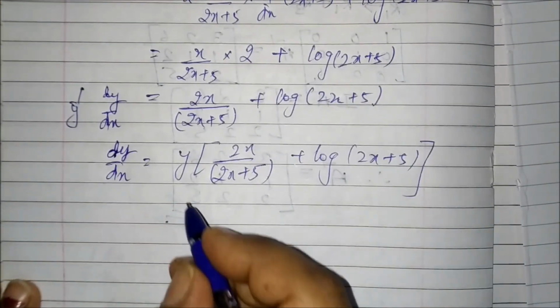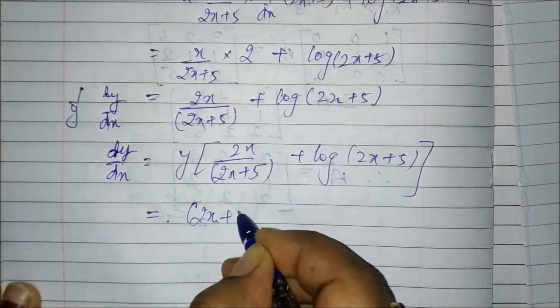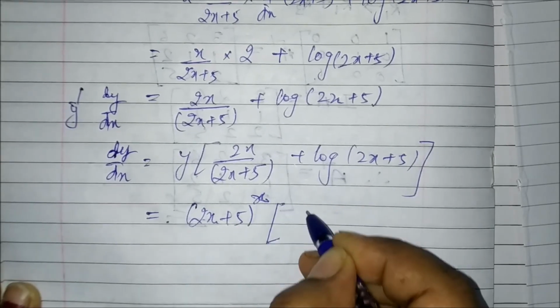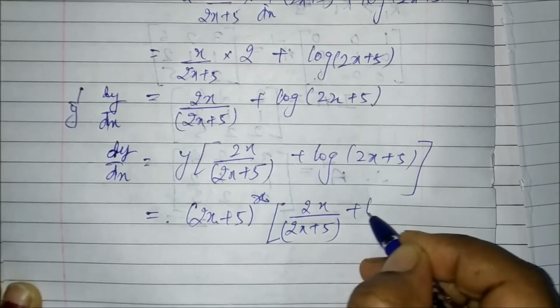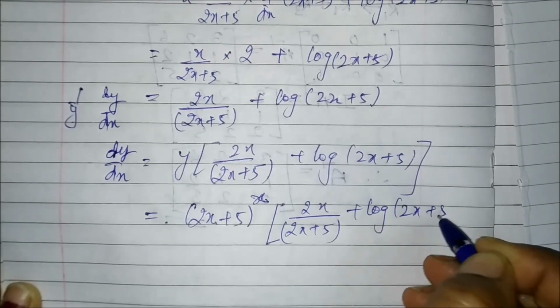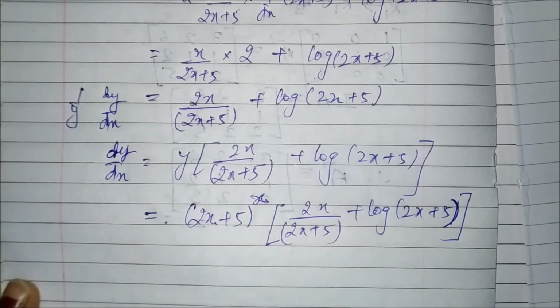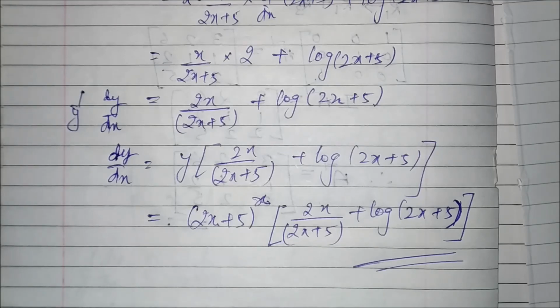Now we replace this y with the original question: (2x plus 5) raised to x, and all the bracket will be copied here, 2x upon (2x plus 5) plus log of (2x plus 5). Okay, so this is the final solution. Clear? The rest of the questions we will do in the next part of this chapter. Okay, this is part 5. The rest of our questions we will do in part 6. Okay.